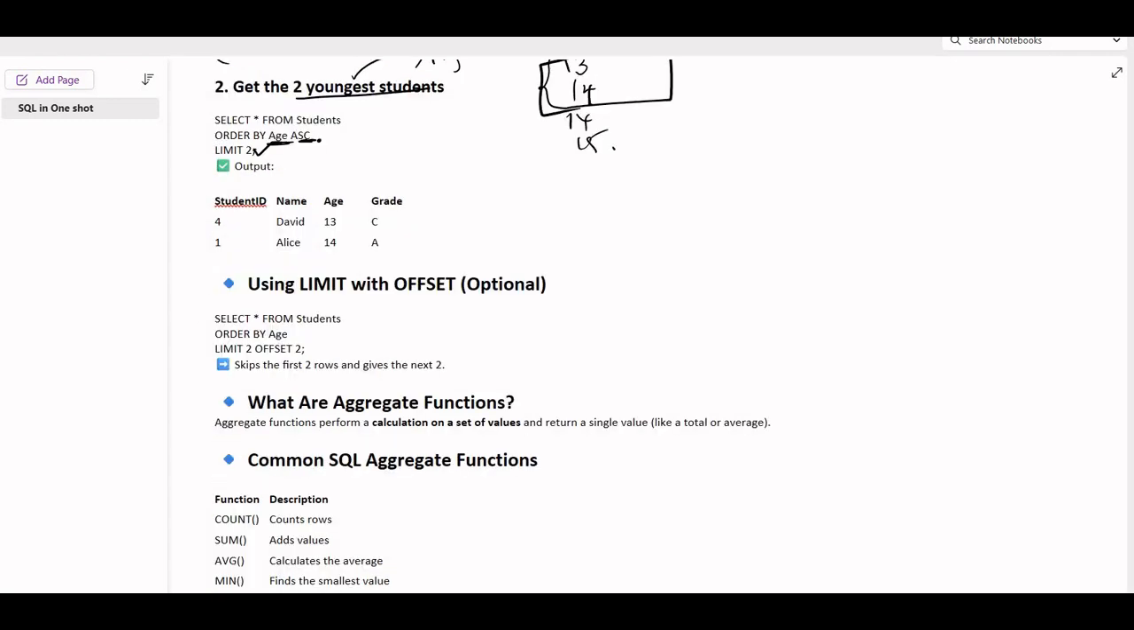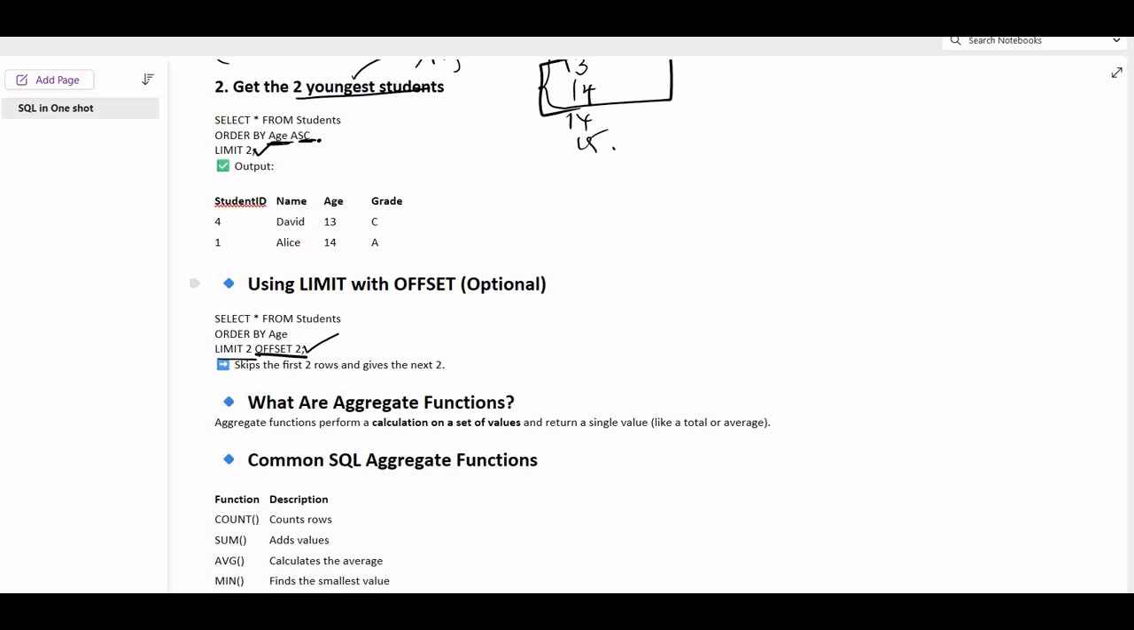Okay. The next is using LIMIT with OFFSET. SELECT * FROM students ORDER BY age LIMIT 2 OFFSET 2. What does OFFSET 2 mean? It skips the first 2 rows, and then it gives the next 2. For example, if you give OFFSET 1, it skips the first row, and LIMIT 2 gives the next 2 rows. That is what using LIMIT with OFFSET means.